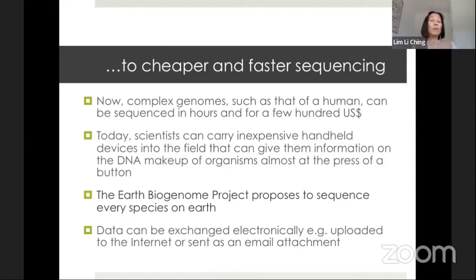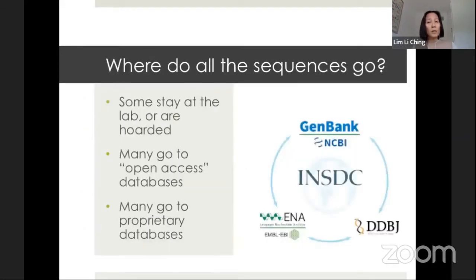And we've gone from a situation where scientists were sequencing one genome from one species to now very complex projects that propose to sequence every species on Earth. And this is the Earth Biogenomic Project, for example. And of course, all this data now can be exchanged electronically, can be uploaded to the internet, or sent as an email attachment. So where do all these sequences go?